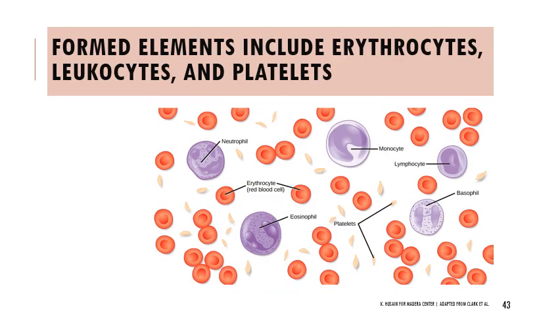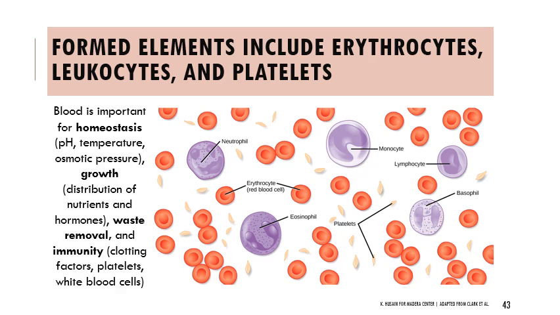Okay, so focusing on those formed elements, we have three main types of cells: the erythrocytes, the leukocytes, and the thrombocytes, or the platelets. I'll get into each of those in turn, but you can kind of see them diagrammed here. They look very different, and those differences in structure affect their function.